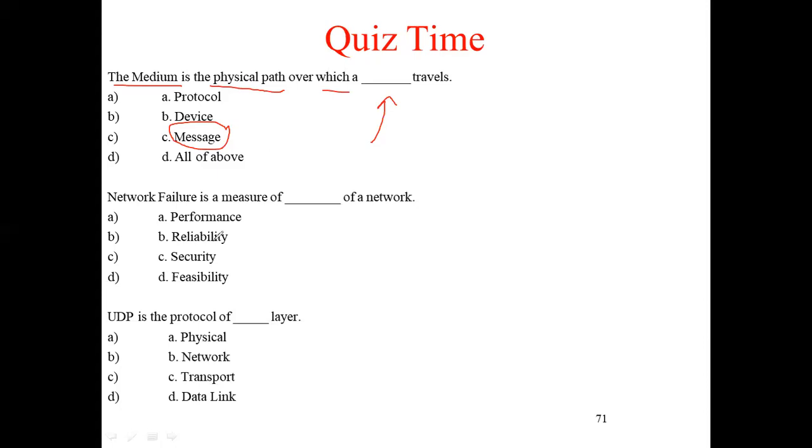Which is the correct option? Network failure is a measure of dash of a network. Security. Beta, network failure is talking about reliability. Reliable and reliable connection. Just yesterday we discussed TCP and UDP. So, reliability, right? Please remember this thing. Okay, not an issue.